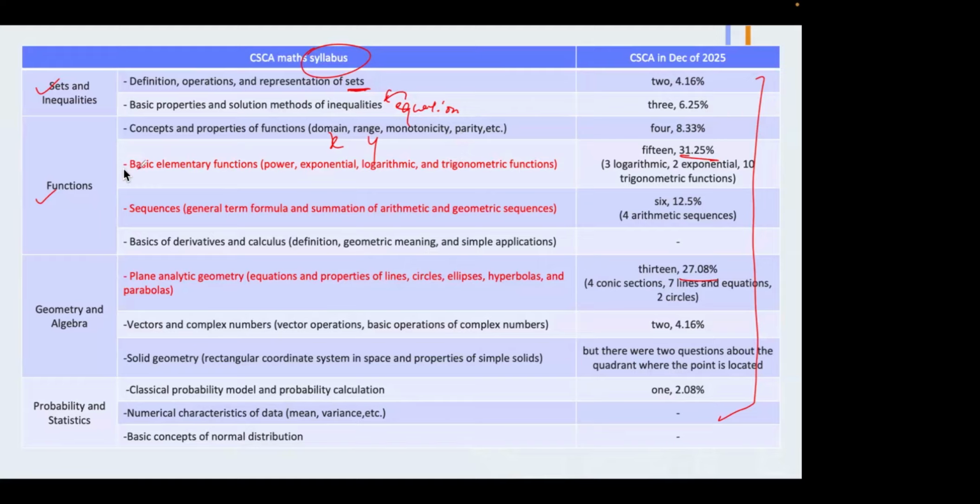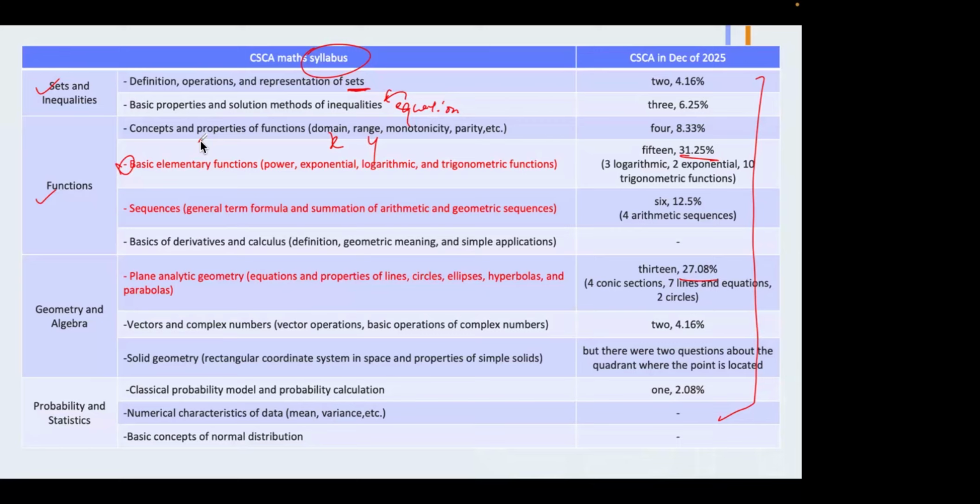And the second part, this one is important about basic elementary functions, which include power, exponential, logarithmic, and trigonometric functions. So majorly, you will encounter their combination as well. And thirdly, the sequences and series, where you have to learn general term formula and summation of arithmetic and geometric sequences or the progression. All right. So you need to learn how to get the common differences, common ratio, how to get the summation with a formula. Typically, this will be given in your examination.